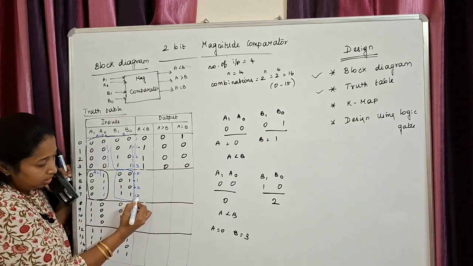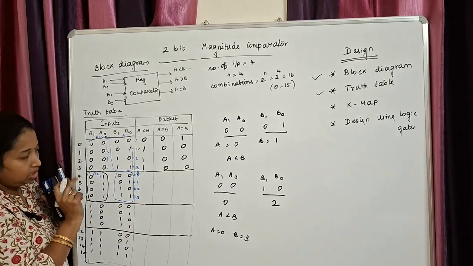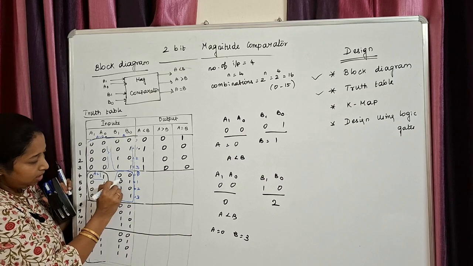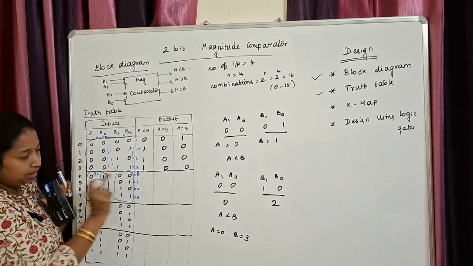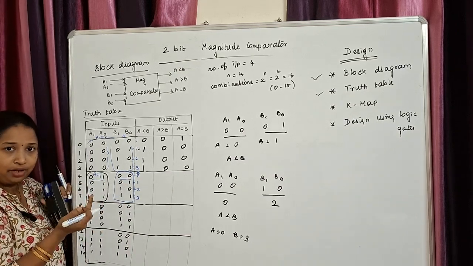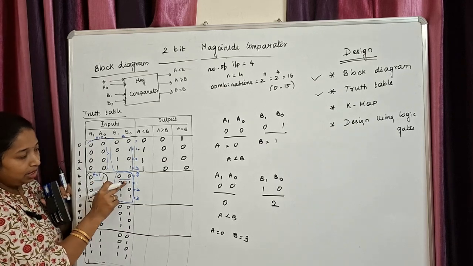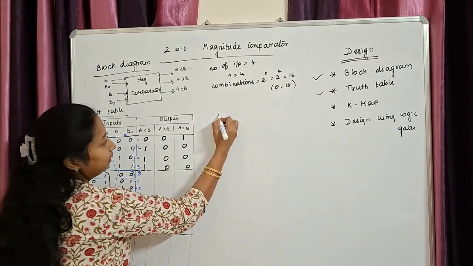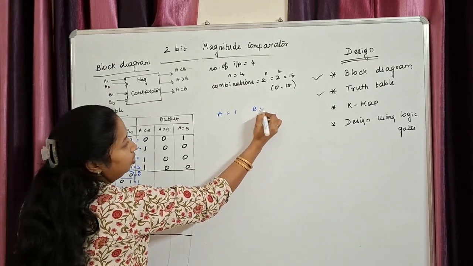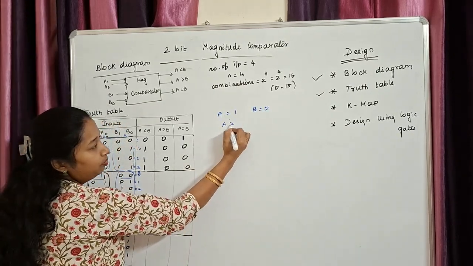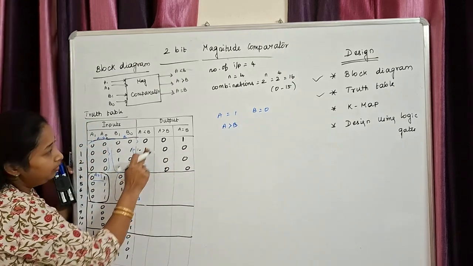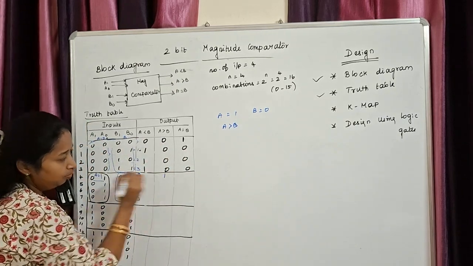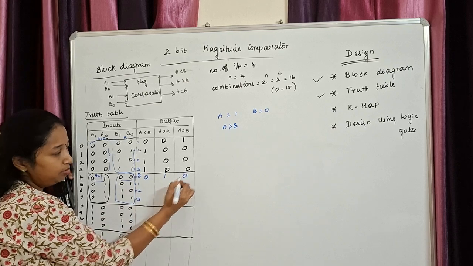1, 1 is what? Equivalent decimal, it is 3. Now do the comparison for this particular term. Here A is 1 and B is 0. In terms of A, we have to see: when A is 1 and B is 0, what does it mean? It means A is greater than B. So wherever A is greater than B, against that you will put a 1. And for the other combinations, you will mention 0.